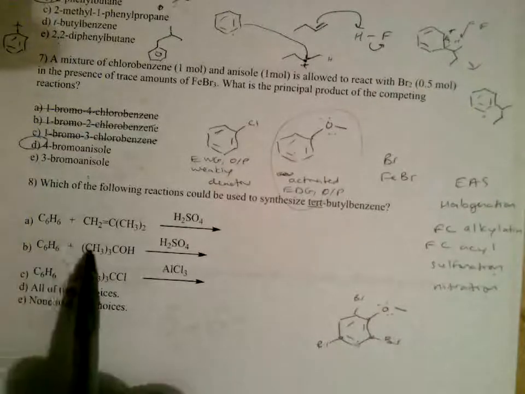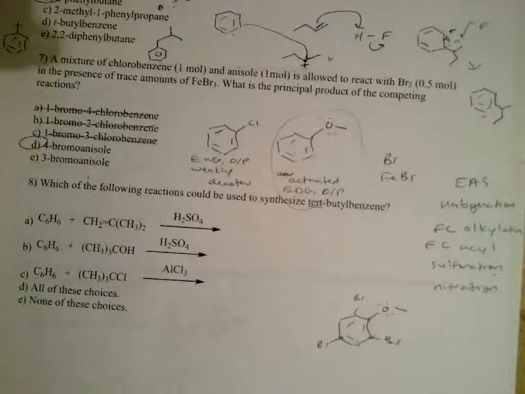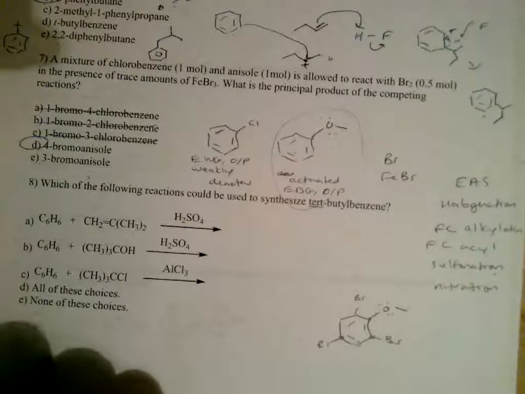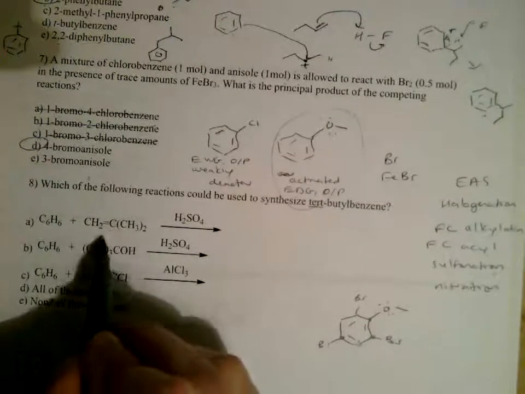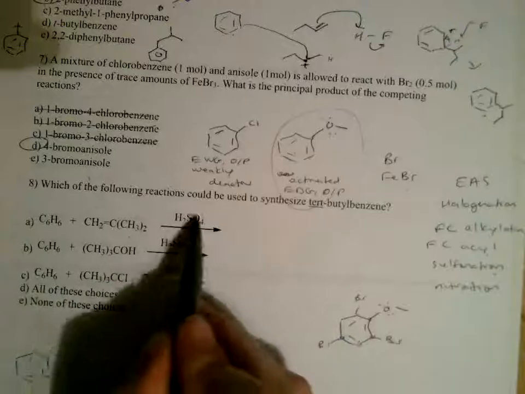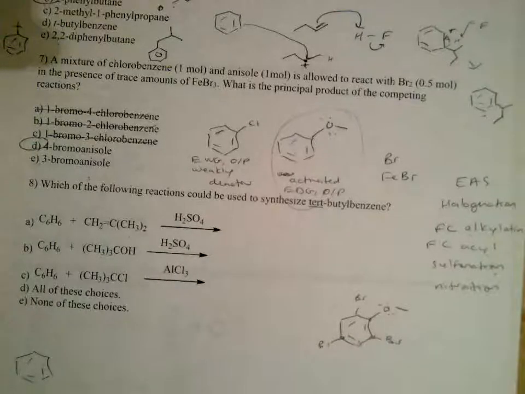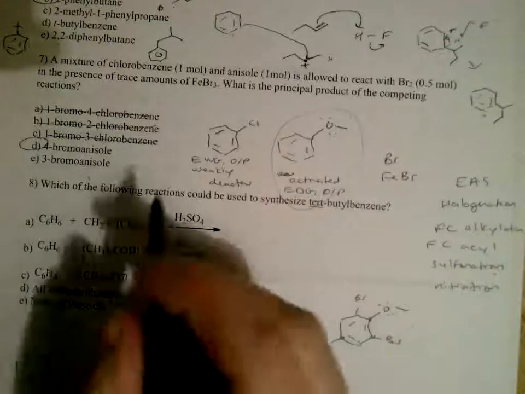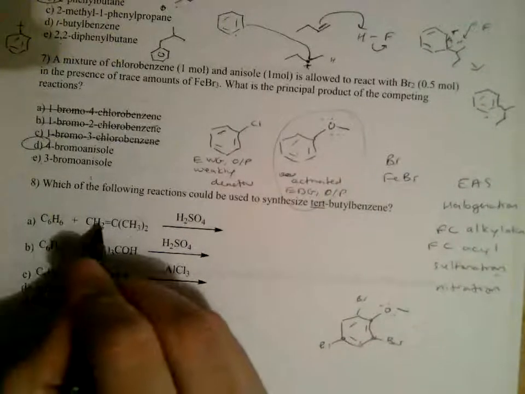Okay, next question. This looks like an alkylation. For all of these, we have plain old benzene, and then we have something that's combined with an acid to turn into an electrophile. So this is actually mostly a review of an earlier chapter for you guys. It's just a review of reactions of alkenes. So I'm going to go pretty quickly.